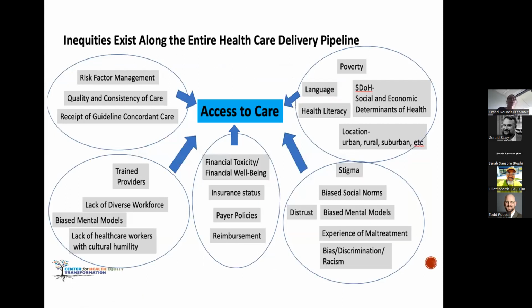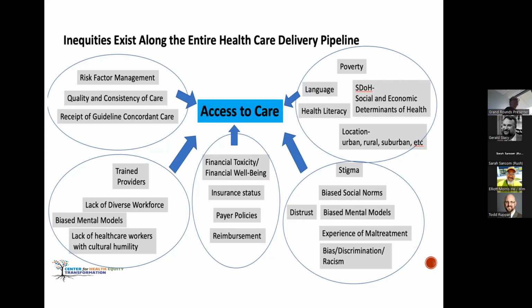The other thing we have to think about with respect to process is access to care. Access to care is more than just health insurance. It has all of these different domains, right? There's quality and consistency of care, receipt of guideline concordant care. In the lower left-hand corner, you see the diverse workforce that I've talked about and biased mental models within that diverse workforce. Now, we're not going to train our way out of racism, but understanding that biased mental models exist, there are ways to address that and train, like the PAUSE model. You can look it up online, that's a good one. And then things like financial toxicity, well-being, insurance status, payer policies, reimbursement. How are we really thinking about reimbursement with respect to the community resources that we connect our patients to when we've identified social determinants of health, right?